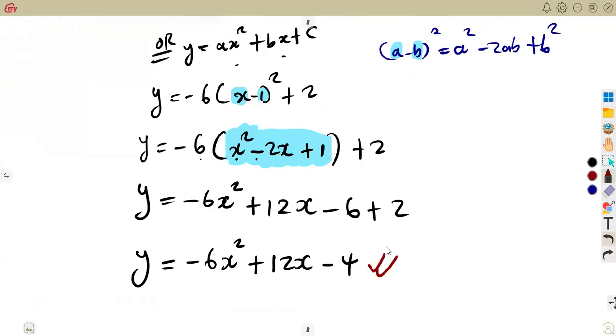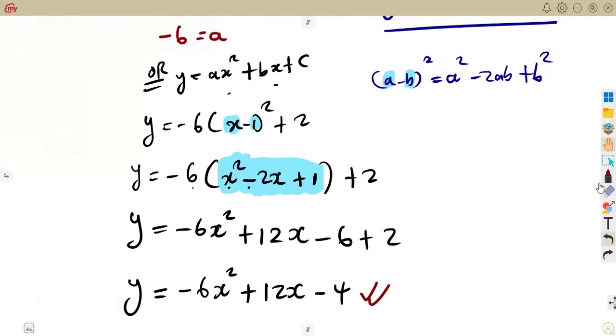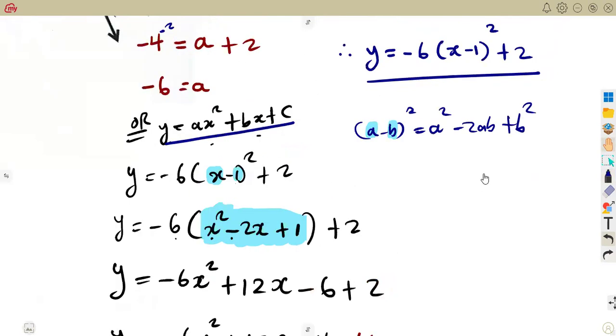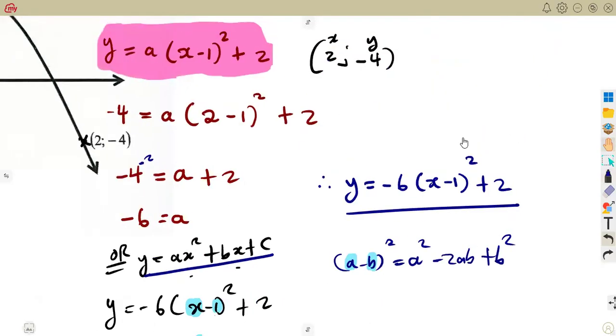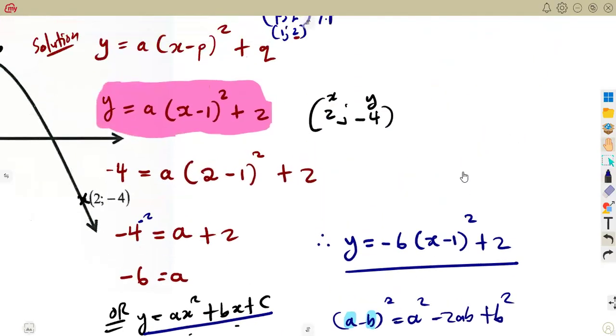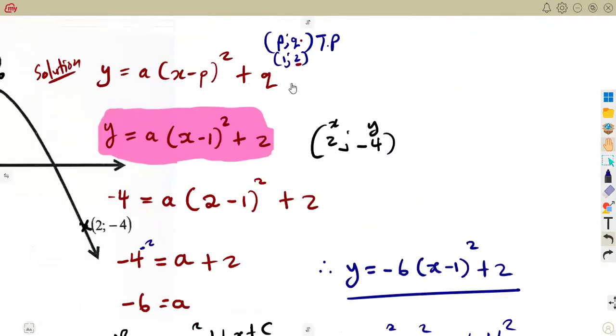So questions can be given in different ways. You can have your questions in different ways as long as you are given the format at the end, like how to express your answers. Are you given in this way, or are you given in this way, which is the turning point concept? So this one is of the turning point concept. It depends on the question.